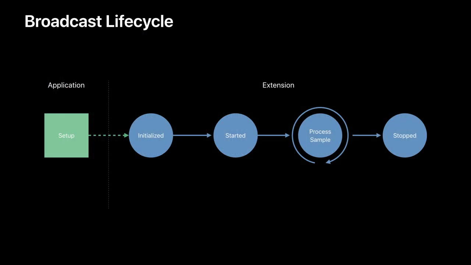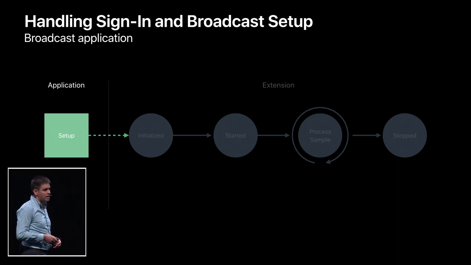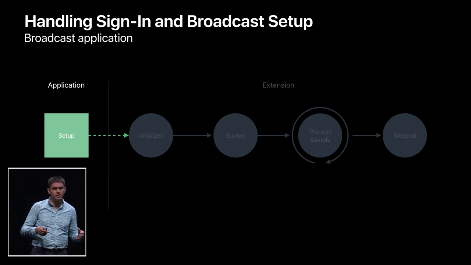This is how the life cycle of the broadcast usually looks. We have states called setup, initialized, started, processing, and stopped. On the left, there's this green square, which corresponds to the state when your broadcast extension is not running yet. At this point, your app could, for example, get the login credentials from the user and use a shared keychain to pass these credentials to the extension.